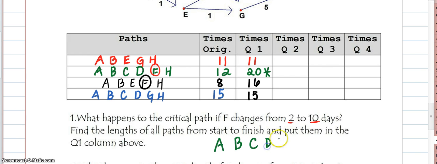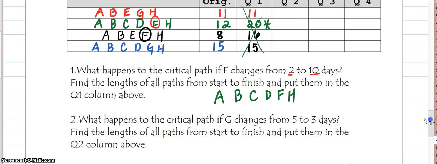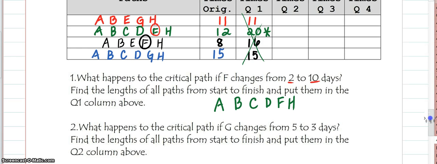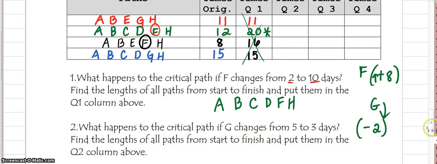Okay, when we go back to the next problem, we're going to assume we're going back to the original times. So ignore what I put basically in this first column right now. So let's look at the next example. What happens to the critical path if G is changed from 5 days to 3 days? So that means that anybody that has G in it, we're going to reduce the time by 2 days. This one up here, anybody that had F in it, we increased the time by 8 days. So they want us to go through and do that.